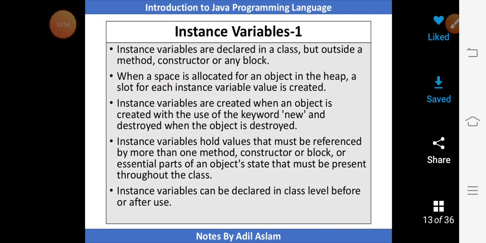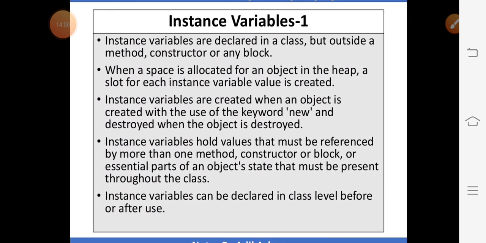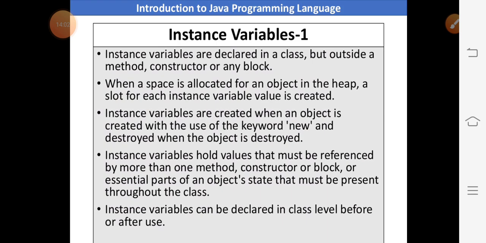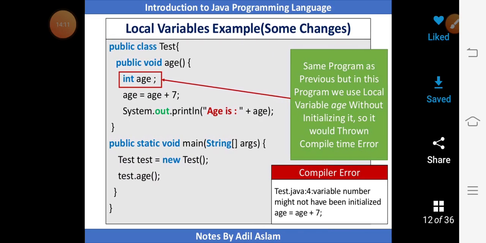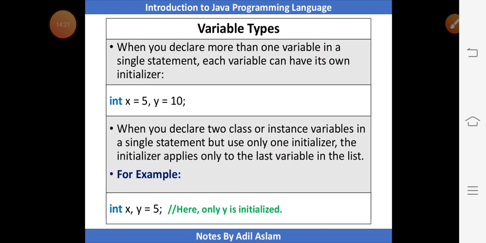Now next, moving on to your instance variable. Now this one instance variable we will discuss in the next video. So up to here I hope it's clear to you up to your local variable. Then in the next video we will discuss about instance and static variable together. So up to here it's enough for you, right?